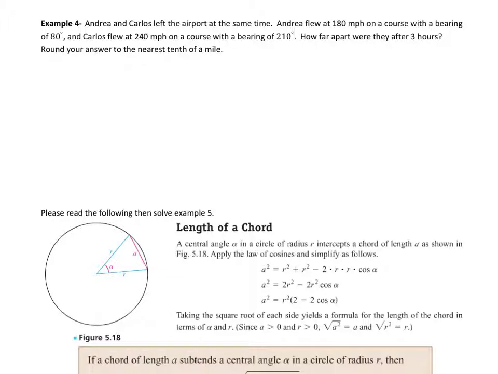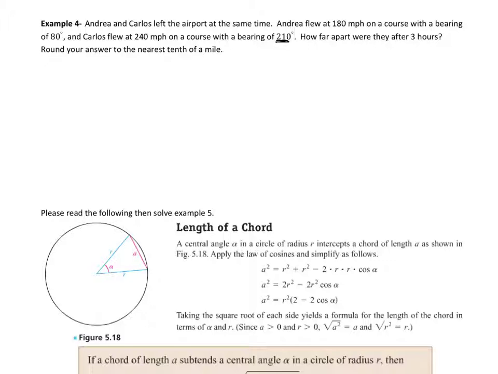Okay, so Andrea and Carlos left the airport at the same time. Andrea flew at 188 miles per hour on a course with a bearing of 80 degrees. Now again, remember bearing is from due north. That's how you measure the bearing. You start north and you go clockwise and that'll give you your bearing. And then Carlos flew at 240 miles per hour with a bearing of 210.